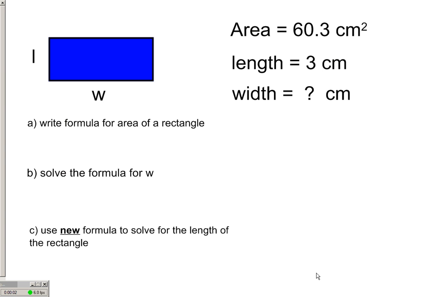Let's get you some problems to help you out with homework tonight. Let's take a look at this rectangle. And it says part A, write the formula for area of a rectangle. Well, I know that area equals length times width.